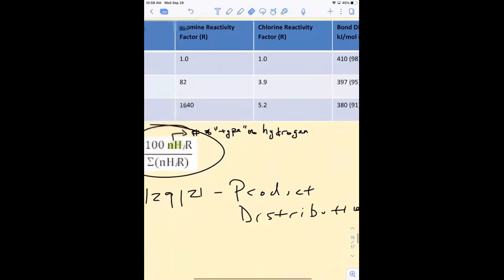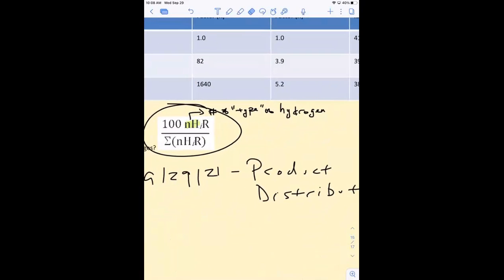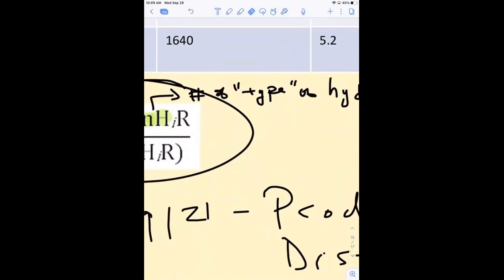All right. It looks intimidating. It's really not. So every carbon that's going to be abstractable is going to have hydrogens on it, and it's going to be a type. It's either going to be a primary or a secondary or a tertiary carbon, right? So that's what the N_Hi represents, like how many primary, secondary, or tertiary hydrogens there are, depending on what you're trying to calculate.